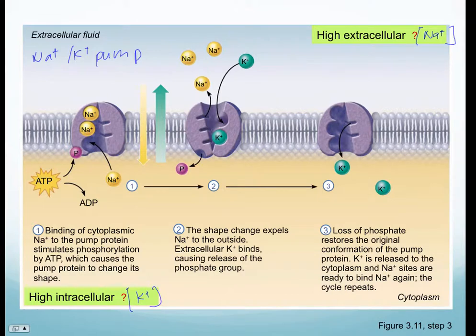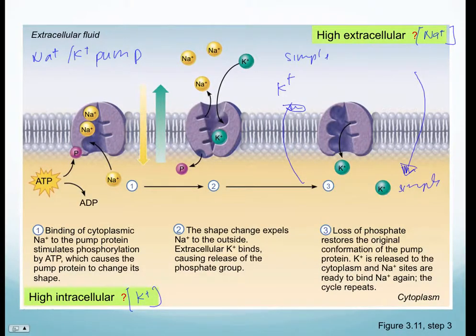Looking at sodium first, where does sodium want to go? We have high sodium outside, so it wants to go into the cell, and that's just by simple diffusion. Potassium inside, we have high potassium. Where does it want to go? It wants to go outside of the cell. Okay, this is under simple diffusion properties.